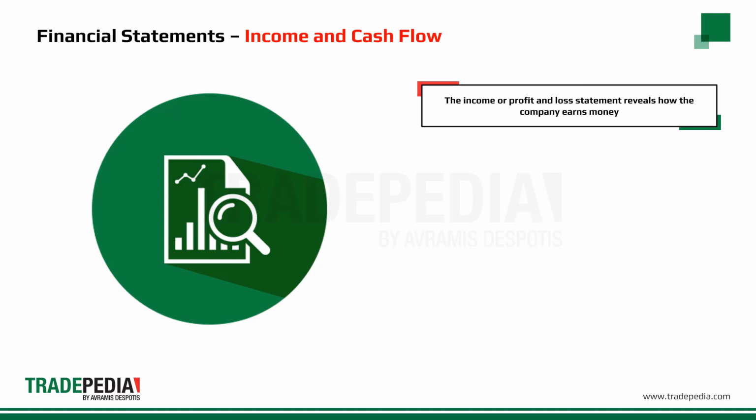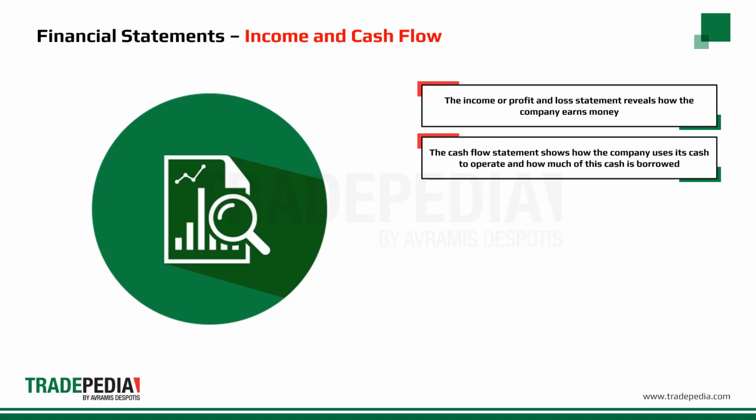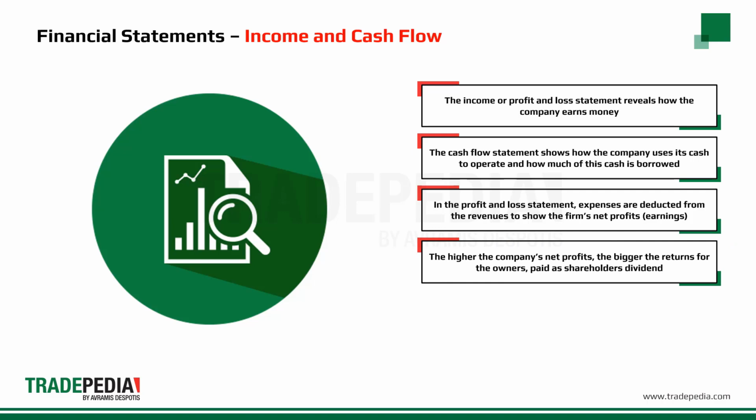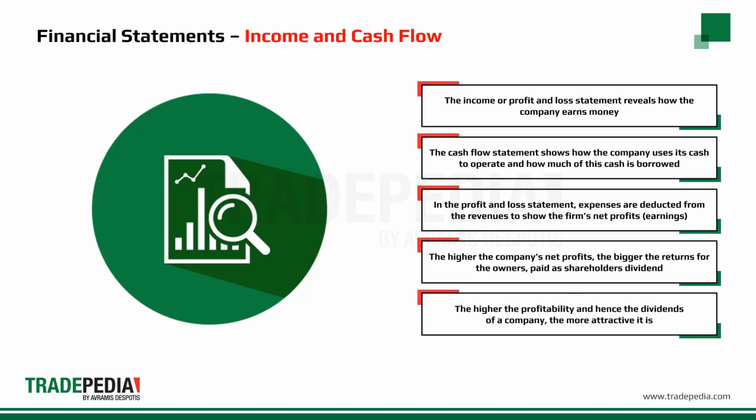The income or profit and loss statement reveals how the company earns money. The cash flow statement shows how the company uses its cash to operate the business and how much is borrowed from banks or bondholders. In the profit and loss statement, expenses such as operational expenses, interest expenses, or taxes are deducted from the company's total revenue to show us the firm's net profits, earnings. The higher the company's net profits, the bigger the returns for the owners, paid as shareholders' dividend. The higher the profitability and hence the dividends of a company, the more attractive it is.